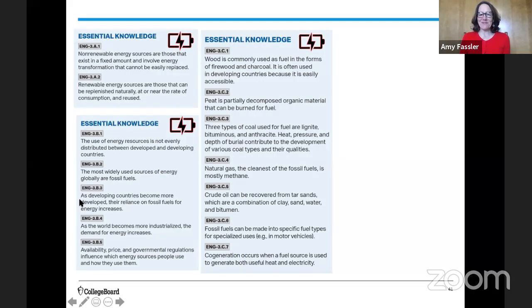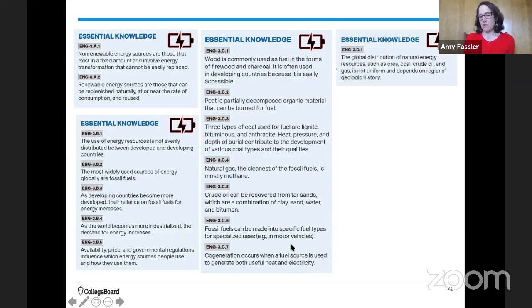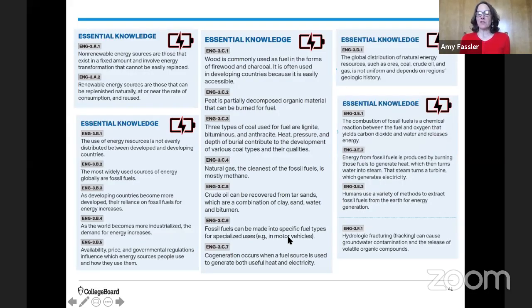We looked at all of these different fuel resources, from wood to peat to coal, natural gas, crude oil, and the idea of cogeneration. And then we look specifically at fossil fuels, at some characteristics of them. Remember, we reviewed that combustion reaction. We looked at the process of heating water to make steam to turn a turbine and generate electricity. And we looked at the various methods by which we extract fossil fuels, including hydraulic fracturing.